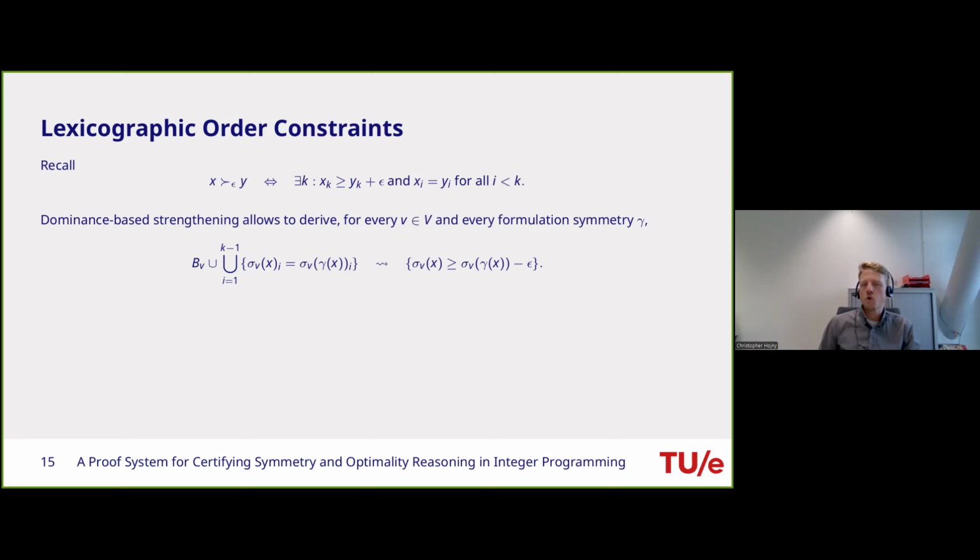And for continuous variables, this is the best that we can do. For integer variables, we can then use, for instance, Chvátal-Gomory cutting planes to round the right-hand side such that we also get rid of the epsilon if it's between 0 and 1.